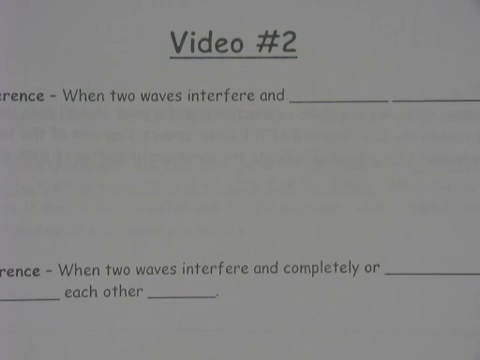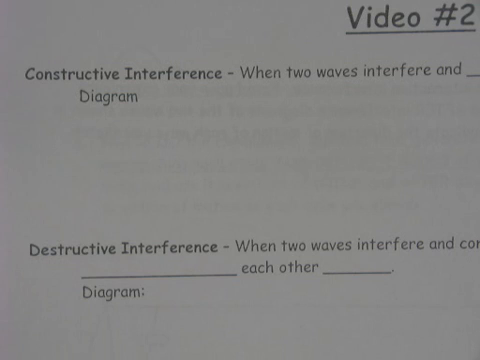Alright, this is video number 2 for unit number 2, and this is a quick video. All we're going to do is talk about what you've demonstrated on the spring. We're just going to put some names onto some of the things that you've done. We're going to define constructive interference and destructive interference, and give you a quick example of destructive interference. So here it goes.